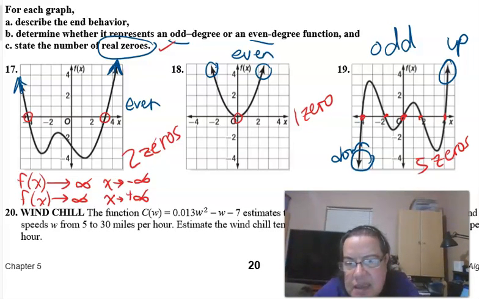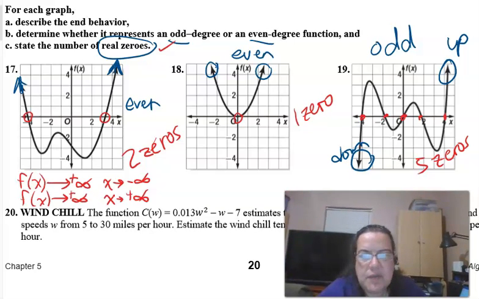One last thing is I said it, but I didn't write it. So that would be positive infinity like that.